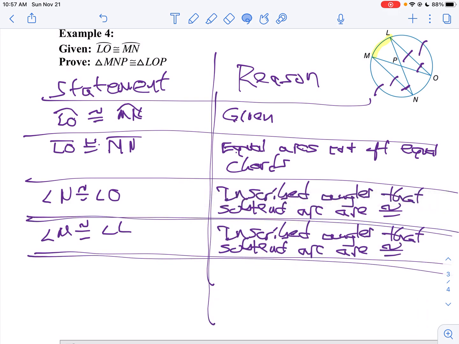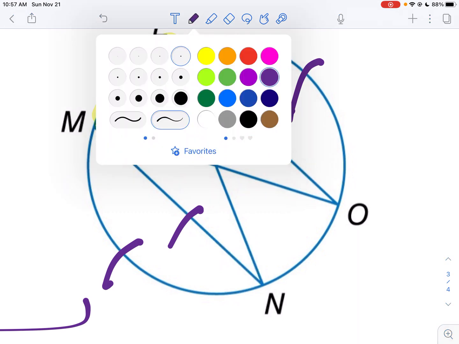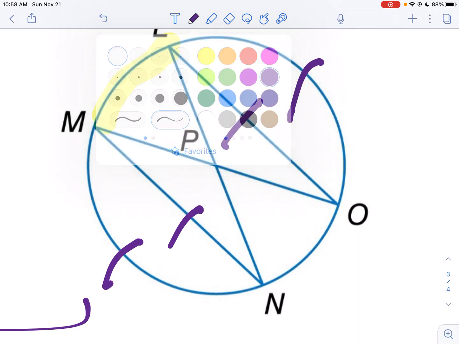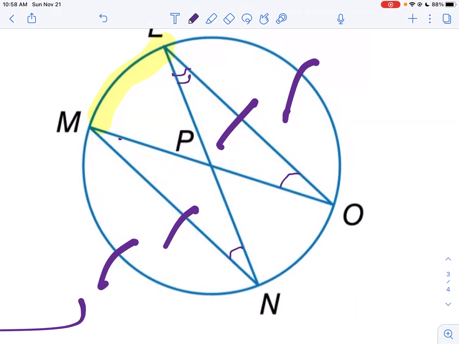So now I'll mark that down here. I'm going to make it a little bit bigger so it's easier to see. I'm going to redraw my L and O too, because it looks kind of messy. So now I know angle N is congruent to angle O. There we go. And I know angle L is congruent to angle M. So now I've got two triangles that have angle, side, angle in both of them.